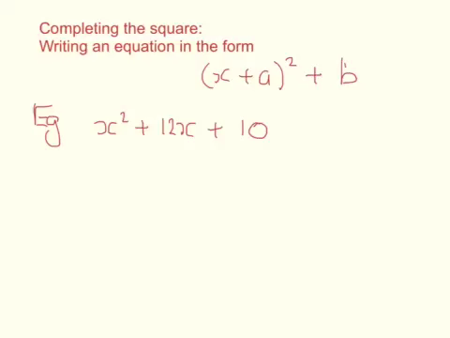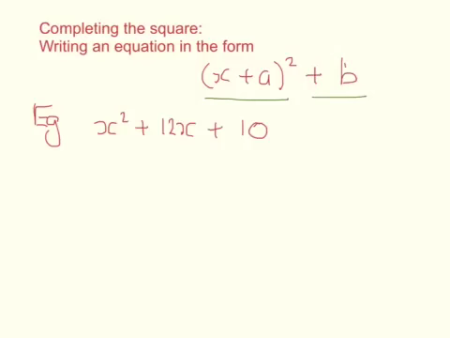This video is to explain how to complete the square, which is another way of factorising a quadratic expression. To complete the square, you're going to write it in this way, where you've got in a bracket x plus a, squared, plus b on the end. And a and b are just numbers, constants. So let's look at how we do it.